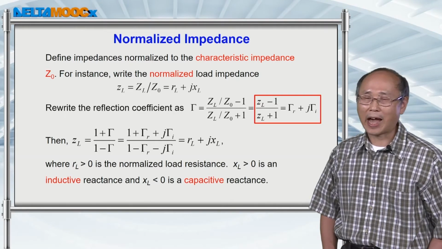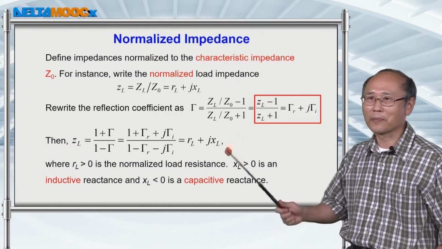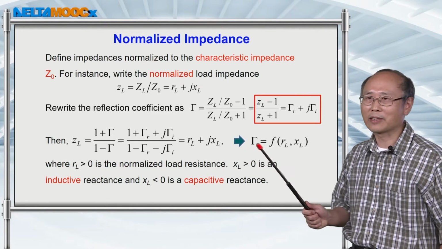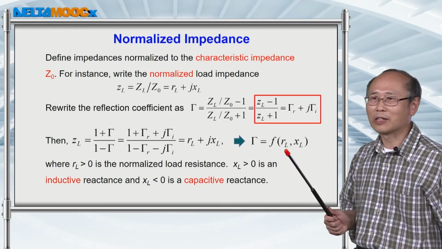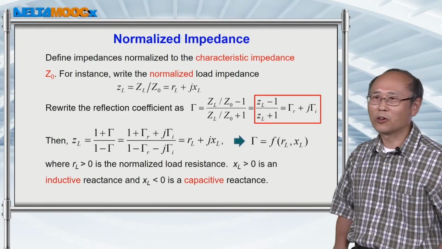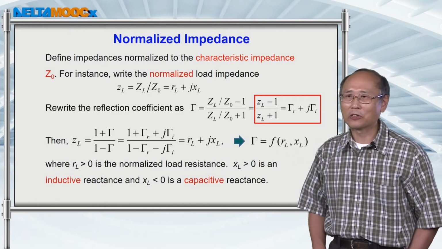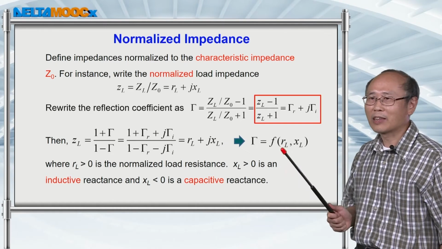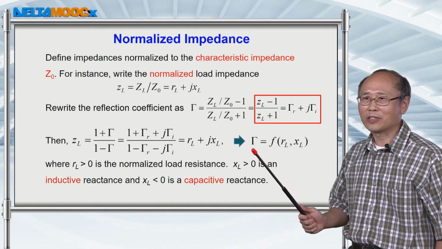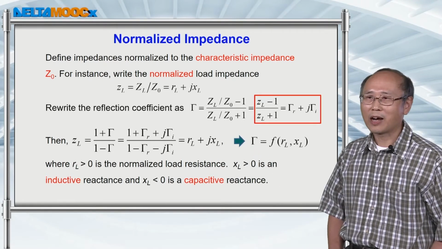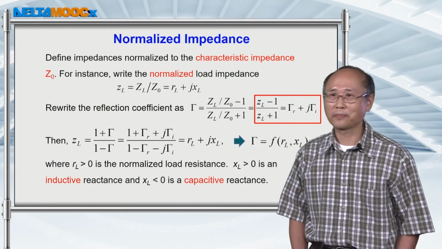And on this page, I want to emphasize that now you can clearly see that the reflection coefficient is a function of your load resistance and load reactance. And later, we're going to specify the values of RL and XL, and then you're going to see that gamma becomes a family of curves.